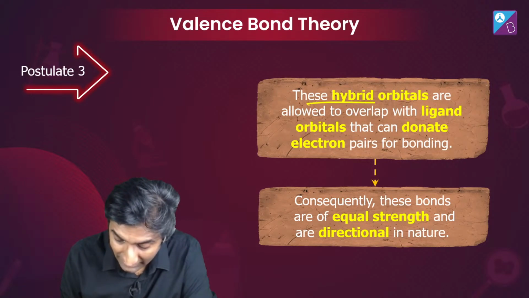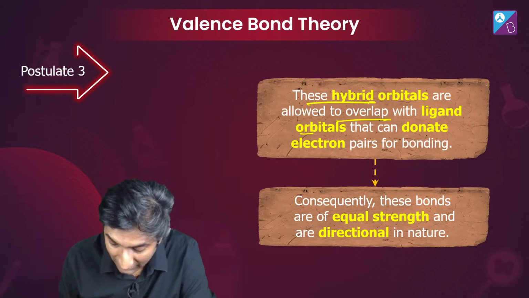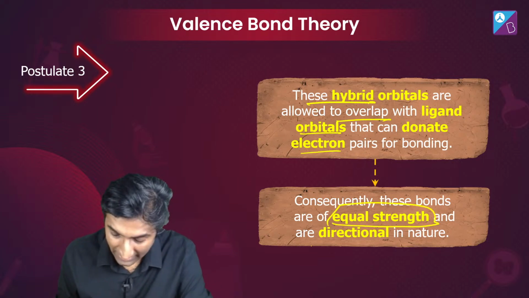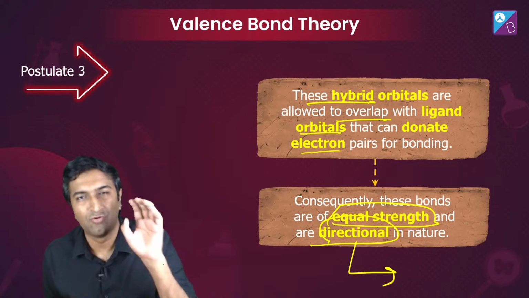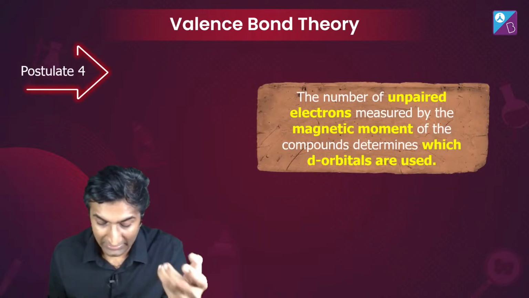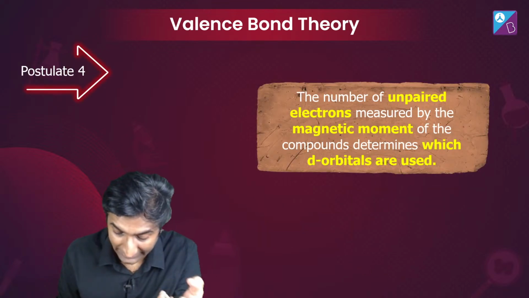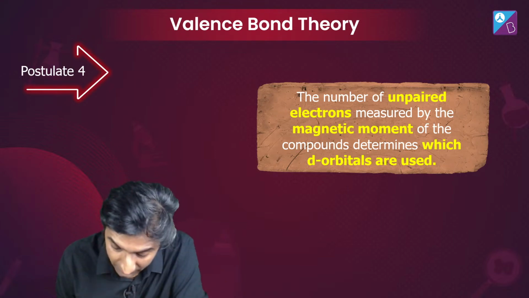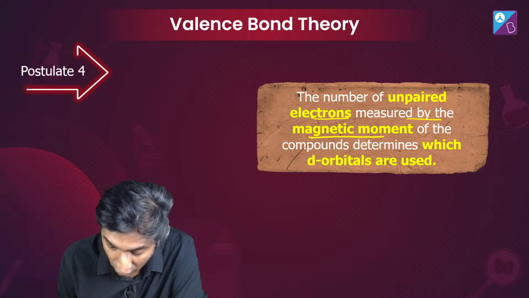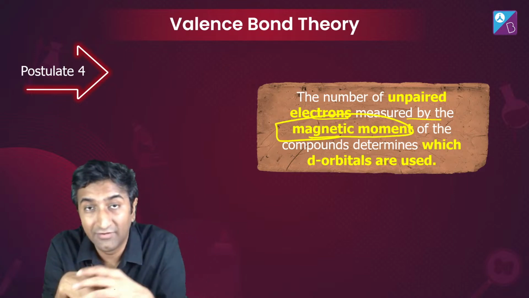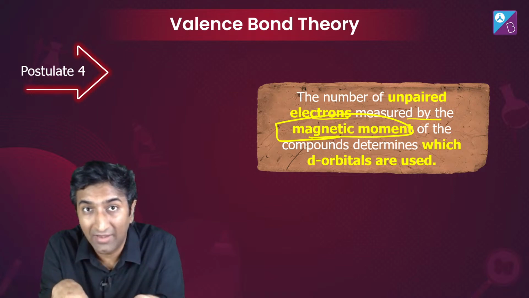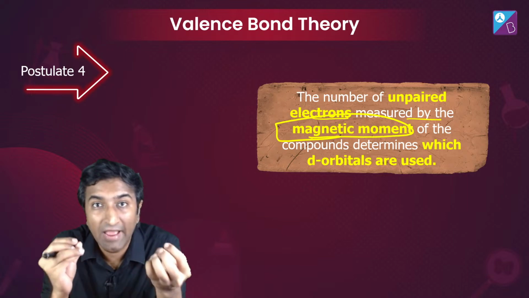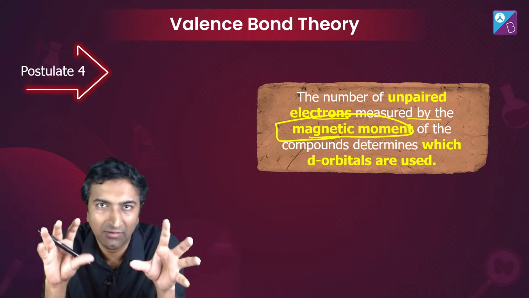Anyway, these hybrid orbitals are allowed to overlap with ligand orbitals that donate electron pairs for bonding, and they have equal strength and directional nature. What is this idea of directional? Don't worry, we will learn it in CFT. VBT gave you a bit of an idea, right? And we're going to focus. Let me show you an example, right? The number of unpaired electrons measured by the magnetic moment. Oh yeah, this is very interesting. So VBT was able to explain why the magnetic property appears. Why is it that you have some sort of a magnetic moment?